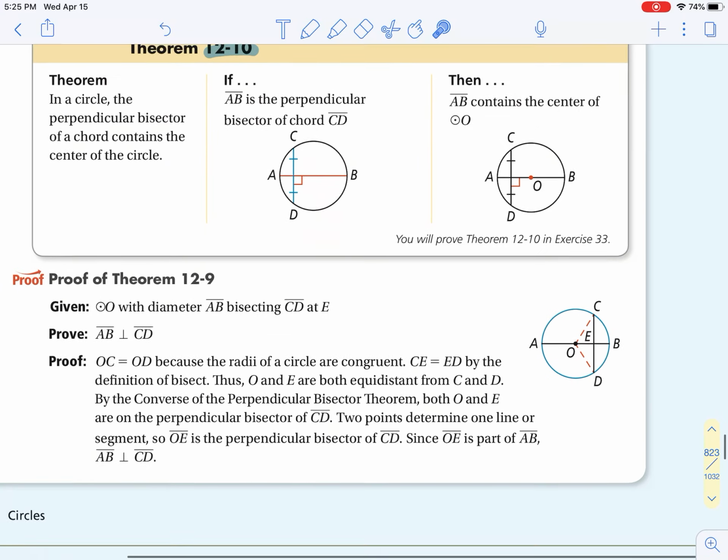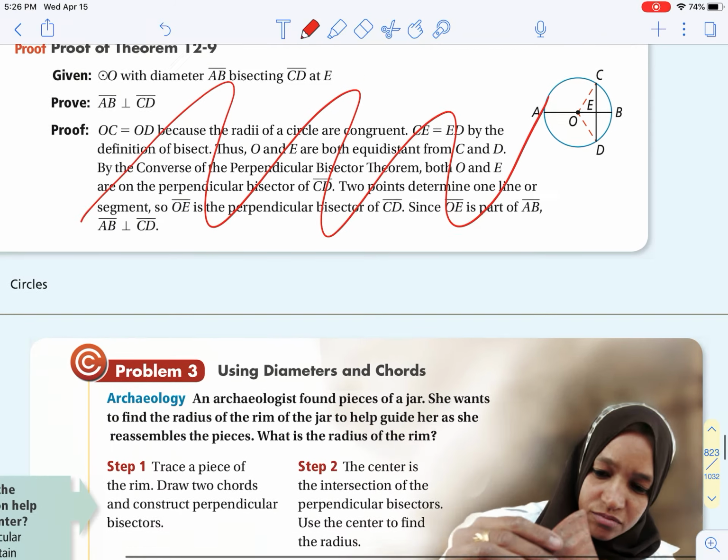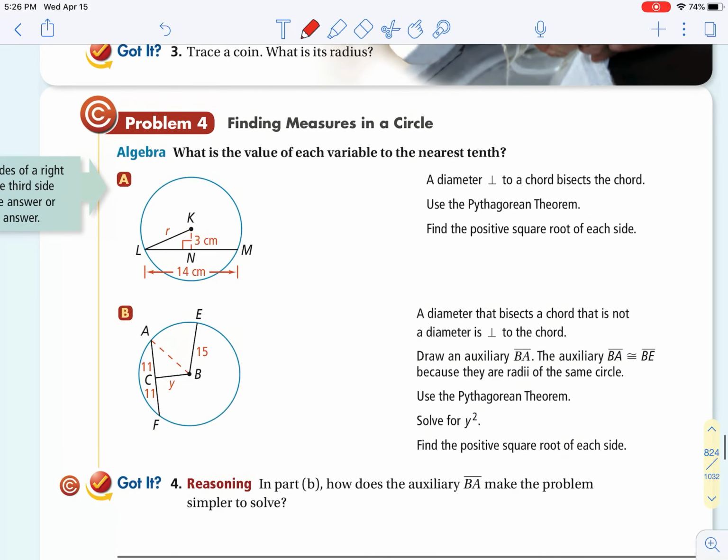All right, cool. Now let's do a proof. Just kidding, no proofs for you guys. Let's get rid of that. All right, let's skip down to an example problem down here.